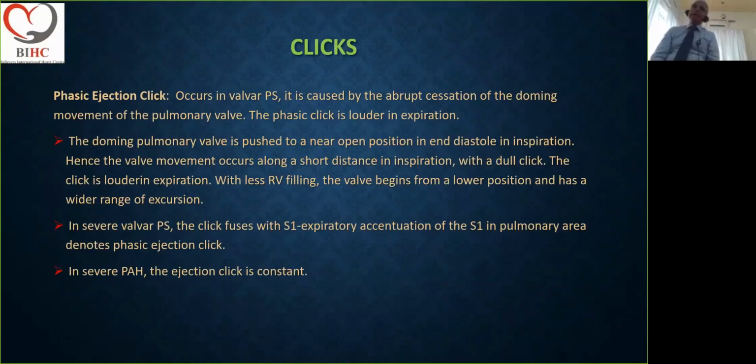Now after sounds, we speak of clicks. A click, an ejection click, there is a phasic ejection click and a constant ejection click. You also have a non-ejection click of mitral valve collapse. I will not be discussing that because that's a topic in itself. The phasic ejection click occurs in valvar pulmonary stenosis. Remember in valvar PS, you have a doming pulmonary valve. In systole, as the valve tries to open, it's unable to open freely. Instead, it domes with the pressure building up on the ventricular side of the valve. And the abrupt cessation of the doming movement causes the click.